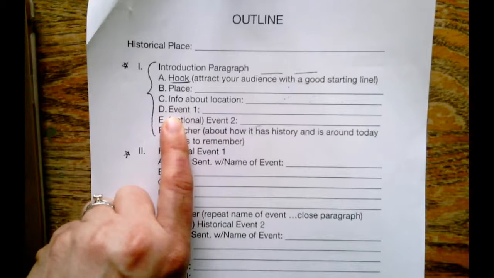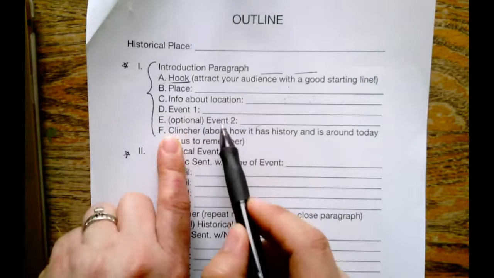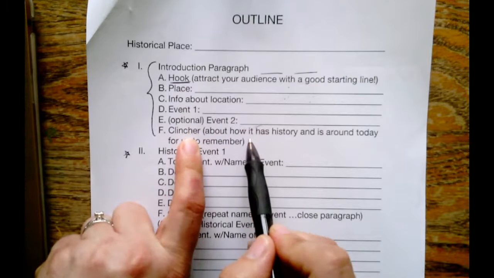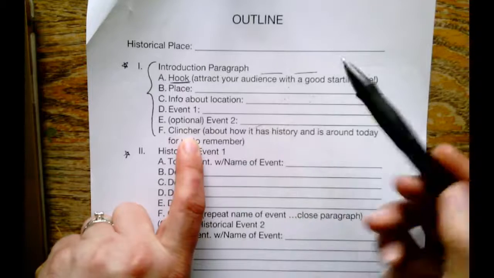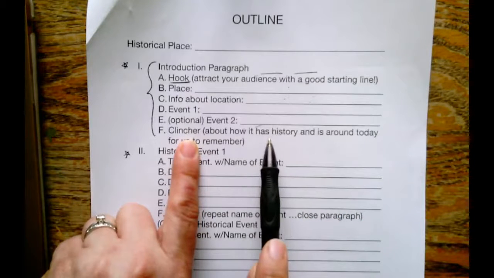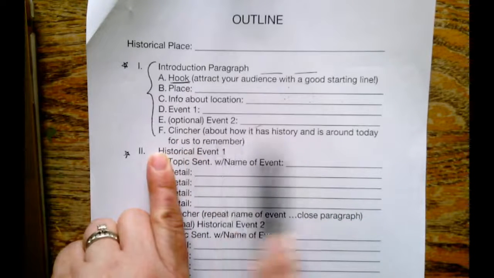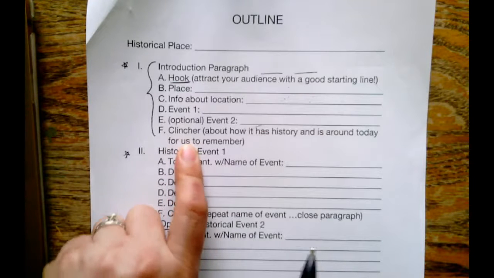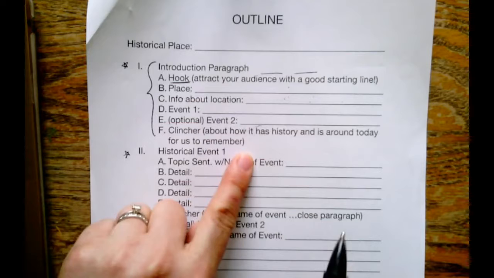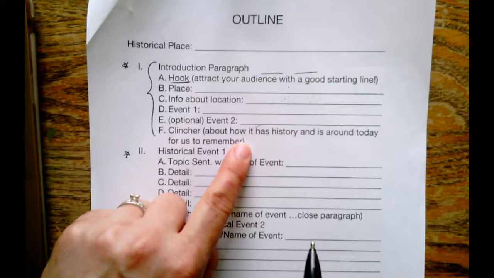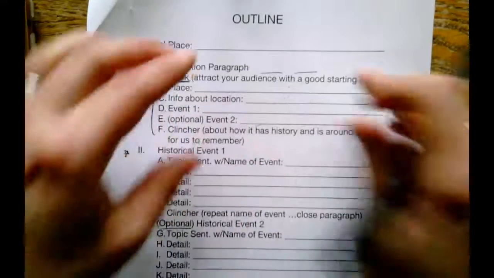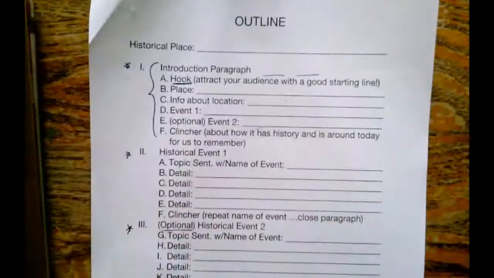Then what your event 1 is, so just the name of the event, and then if you have 2 events, the name of that second event. And then your clincher. Okay? So something like this about how it has history and is around today for us to remember. But again, you don't have to write your clincher today. You could write your clincher to help yourself out, but you don't have to today because that's for writing the report. So your outline is this thing to help you when you go to write your report, that you'll know exactly what to put in each paragraph. Okay?